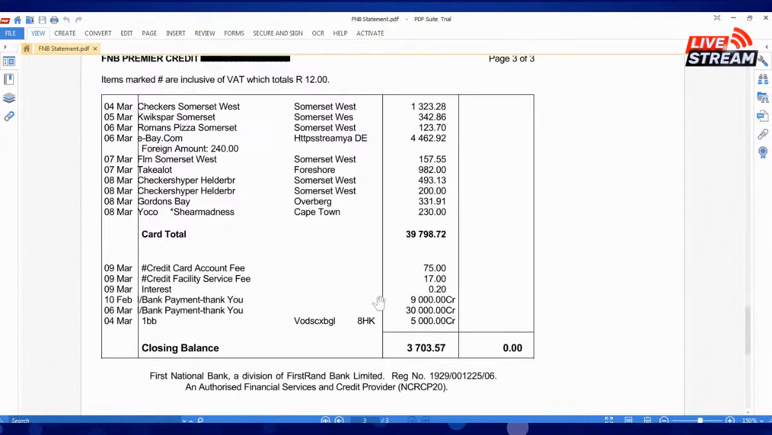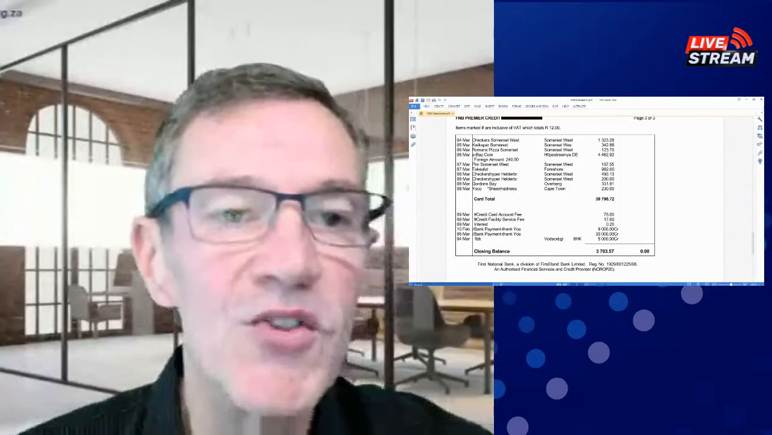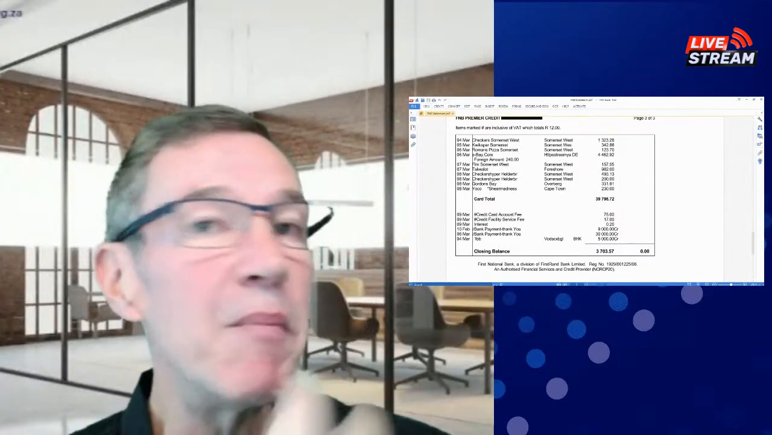What was the income on the banking statement? So yeah, you can say, okay, right, there's an internet banking payment that came through for 9,000 Rand, and then another payment of 30,000 Rand, and then another one of 5,000 Rand. So the question would be, if you look at that, where did that income derive from? Because remember now, in order for any expense to be paid out, there needs to be money coming in.